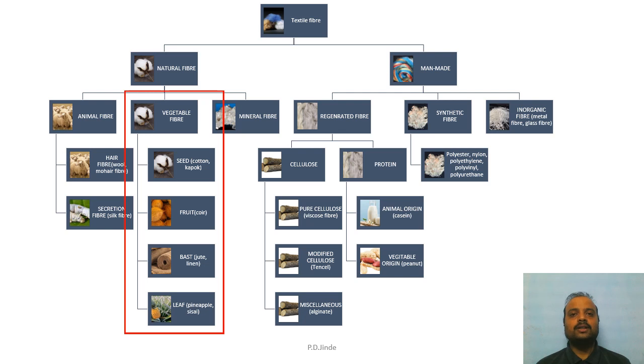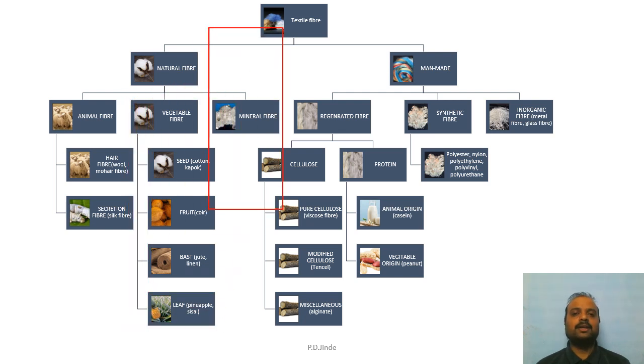Last but not the least is leaf fiber. Leaf fiber means fibers are extracted from the leaf part of a plant and categorized as leaf fiber. Examples of leaf fiber are pineapple and sisal. Those are the fibers that are extracted from the leaf.